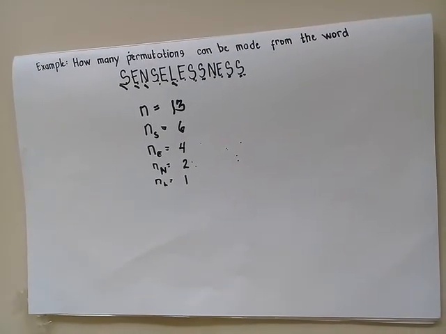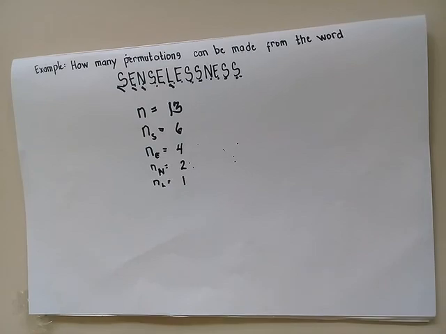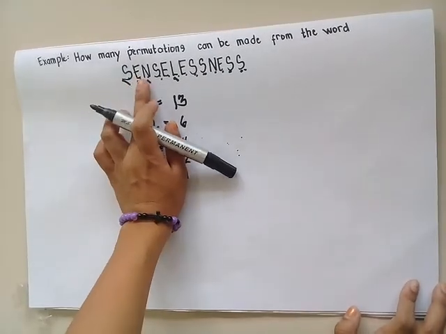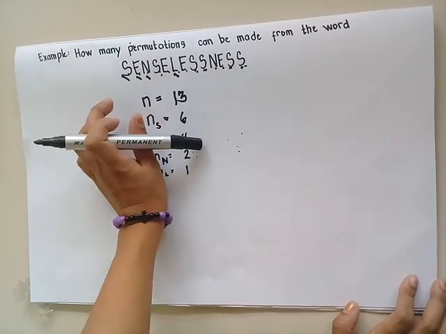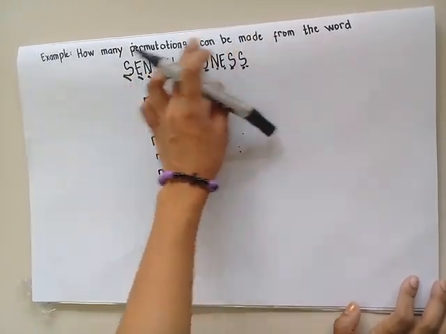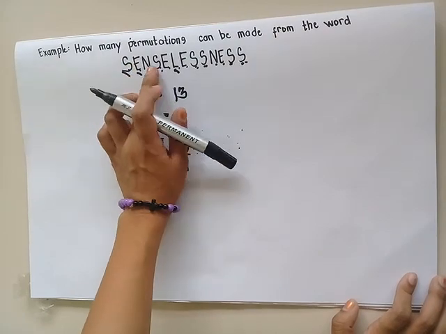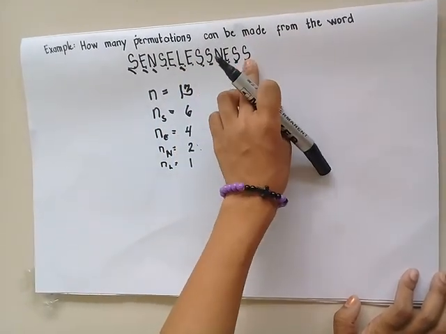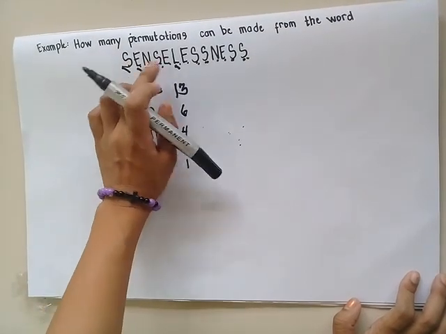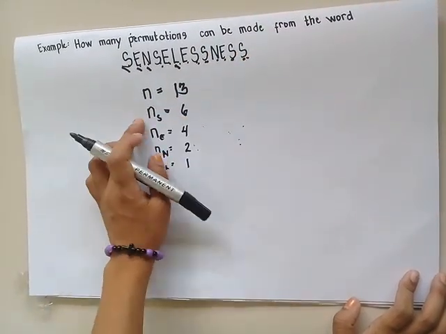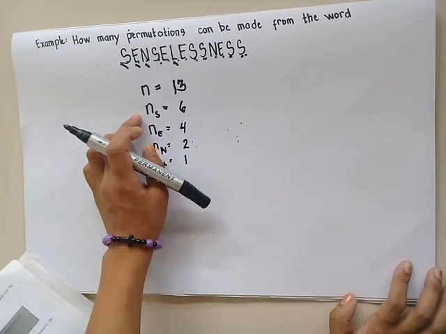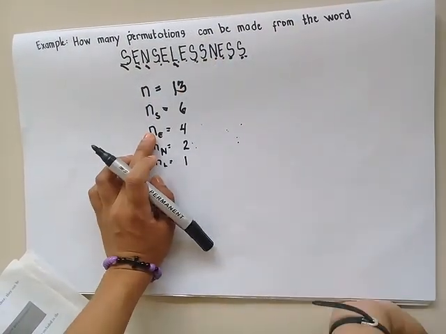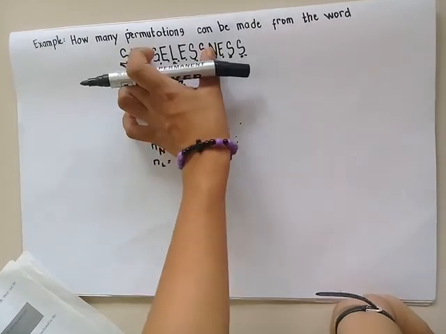For example, how many permutations can be made from the word "senselessness"? So we have the unique letters S, E, N, and L. Our n, the number of all letters, is 13: 1, 2, 3, 4, 5, 6, 7, 8, 9, 10, 11, 12, 13. The number of S is 1, 2, 3, 4, 5, 6. We have 6 S's. And the number of E is 1, 2, 3, 4. We have 4 letter E's. And for N, we have 2 letter N's.